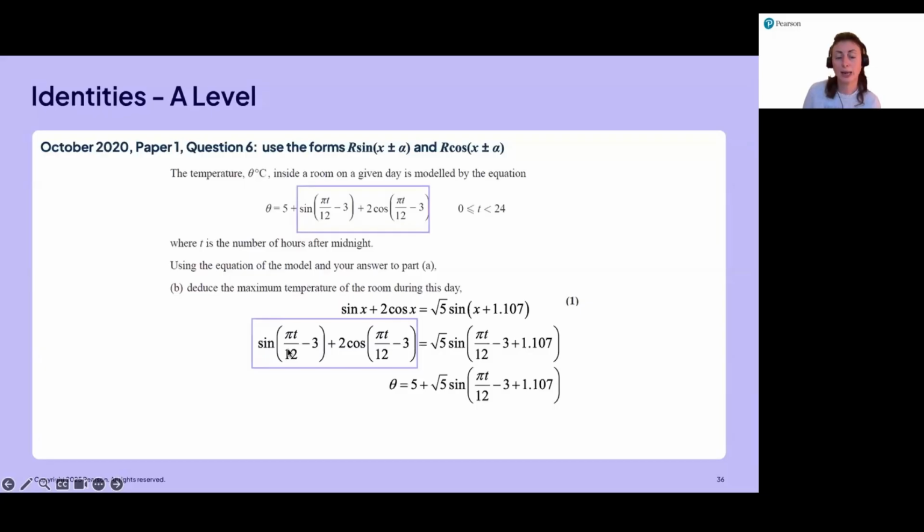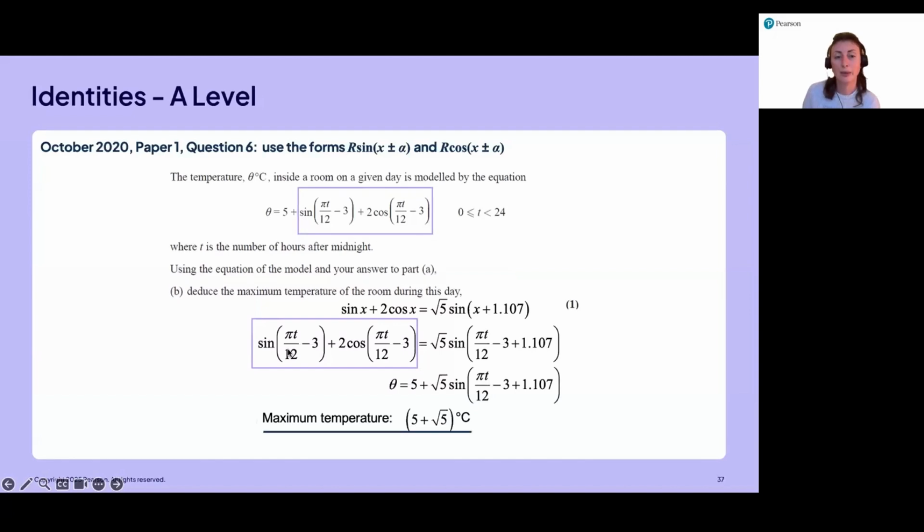So we've substituted in our previous answer, but then we've noticed there's a +5 that's new, so let's put that on, and then we can find the maximum temperature. So different ways of finding maximums and minimums. In this case, it was a maximum, so we took the value of the sine graph to be 1. That's how I would describe this. So I took the value of the sine graph to be 1. 1 times root 5 is root 5, plus 5 is root 5 plus 5.